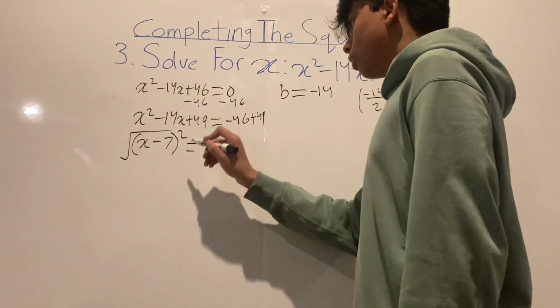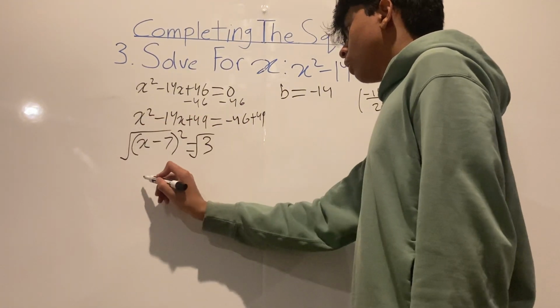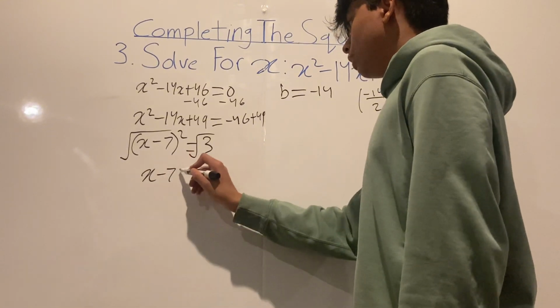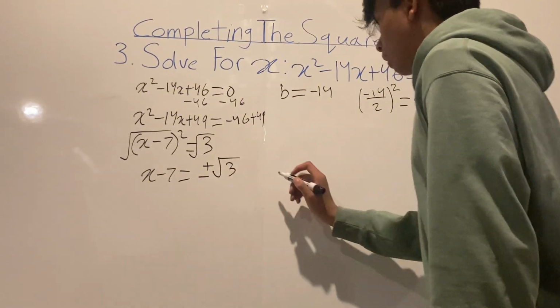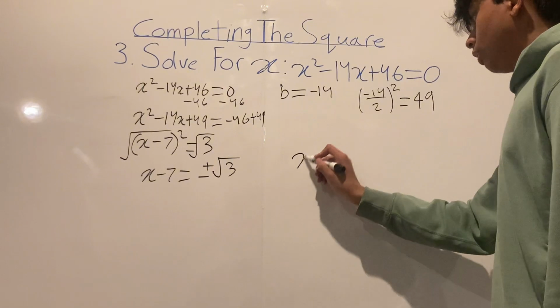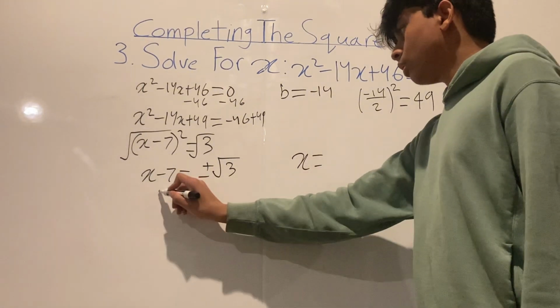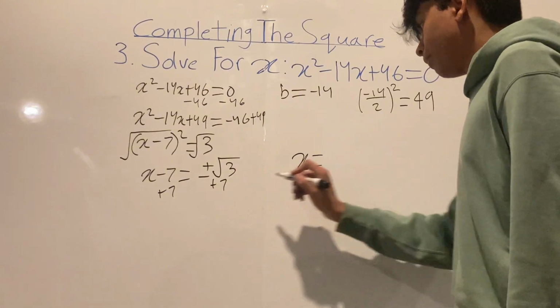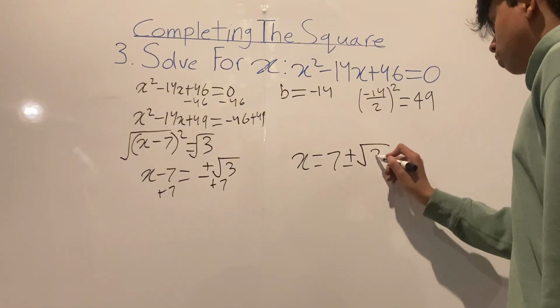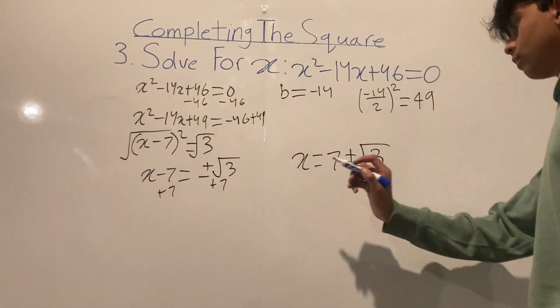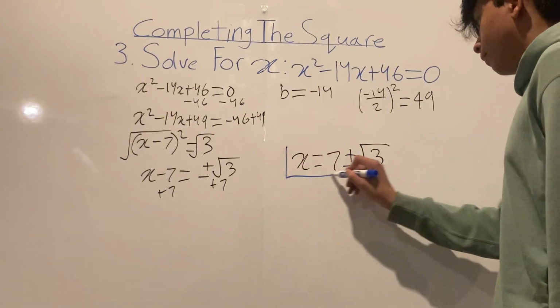So we can square root both sides. And now we have x minus 7 equals plus or minus root 3. Now we can write out our answer. X equals plus 7 on both sides. 7 plus or minus square root 3. And that's our final answer.